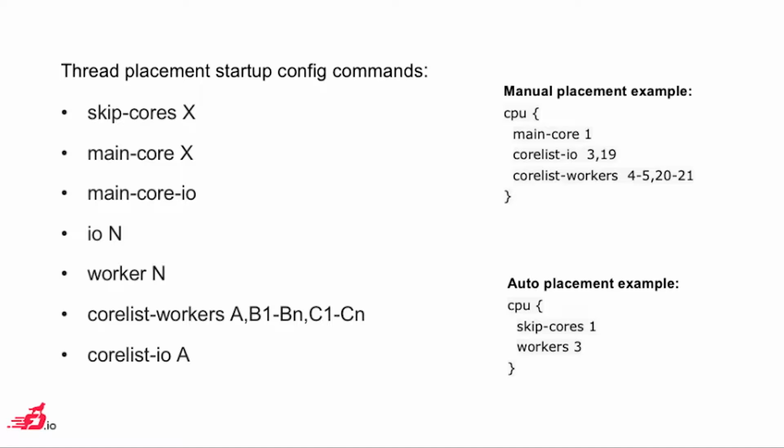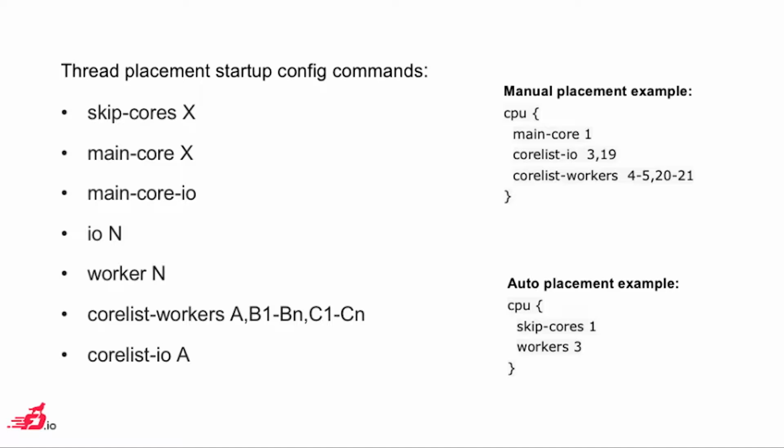If you are doing auto placement, you are basically saying skip one core. Typically, we want to skip core 0 on the CPU because it's used by different stuff and the operating system. So we are typically skipping one core. And then we want to have 3 worker threads, and VPP will discover the available threads on the system and use the first 3 available threads in the system.